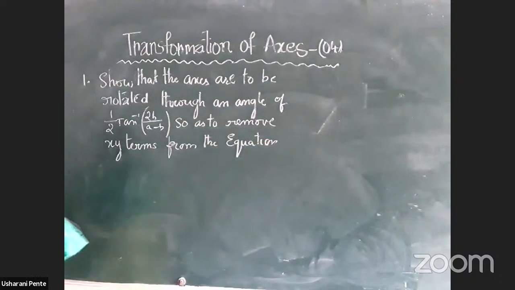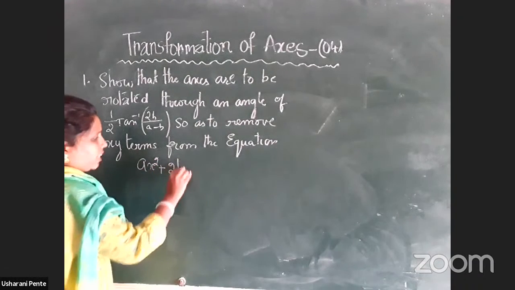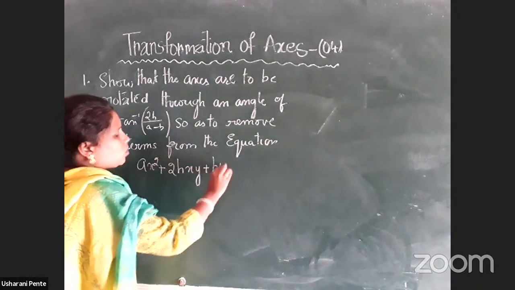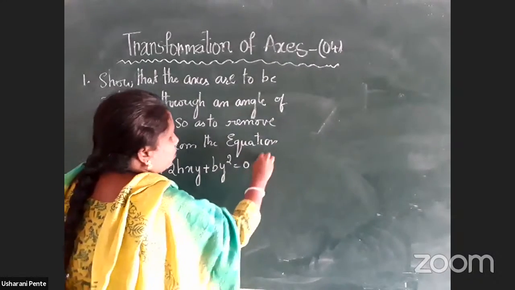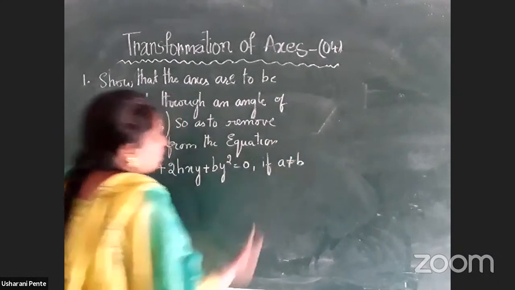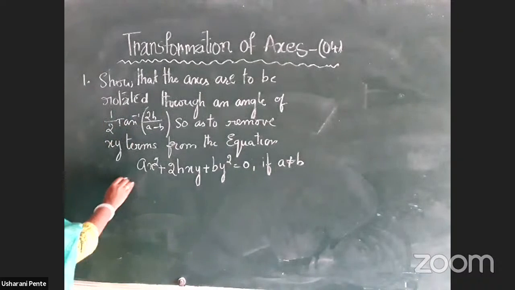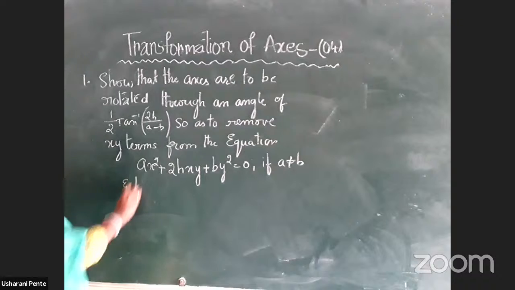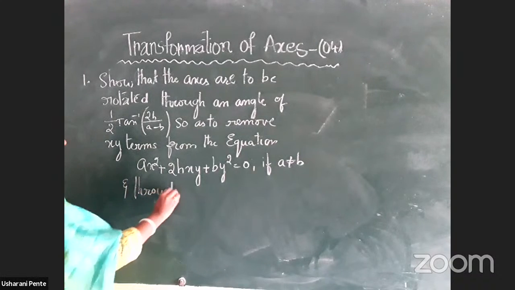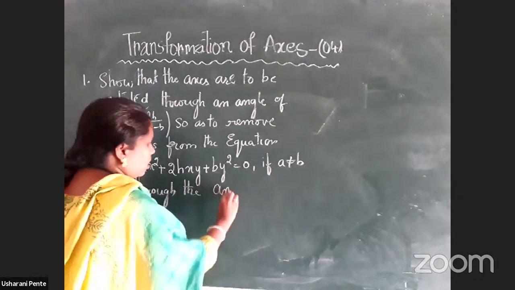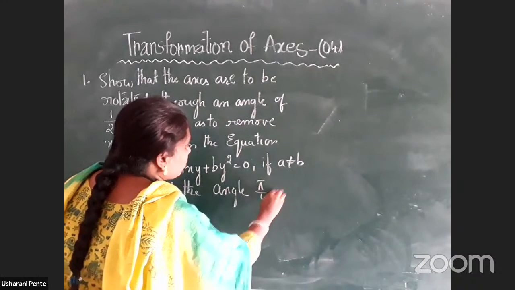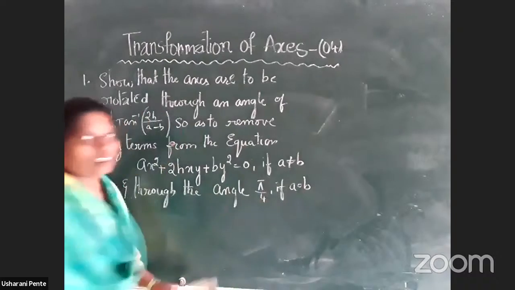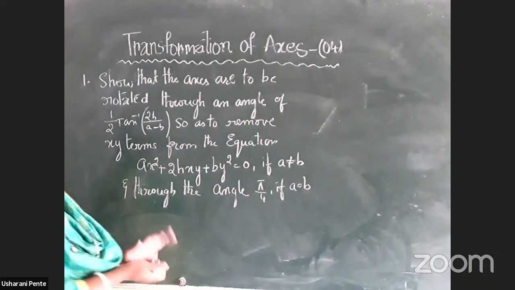ax square plus 2hxy plus by square is equal to 0 if a is not equal to b, and through the angle pi by 4 if a is equal to b. What is the statement they have given?